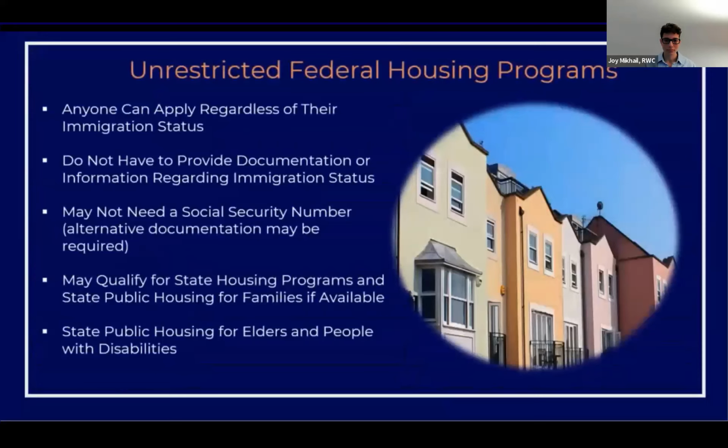Now let's talk about some unrestricted federal housing programs. As stated earlier, with unrestricted programs, regardless of a client's immigration status, they can apply for these programs and do not have to provide any documents or information regarding their immigration status. However, I want to add this caveat. Because these programs do not require citizenship documentation, some other type of alternative documentation may be required. So I just want to add that.